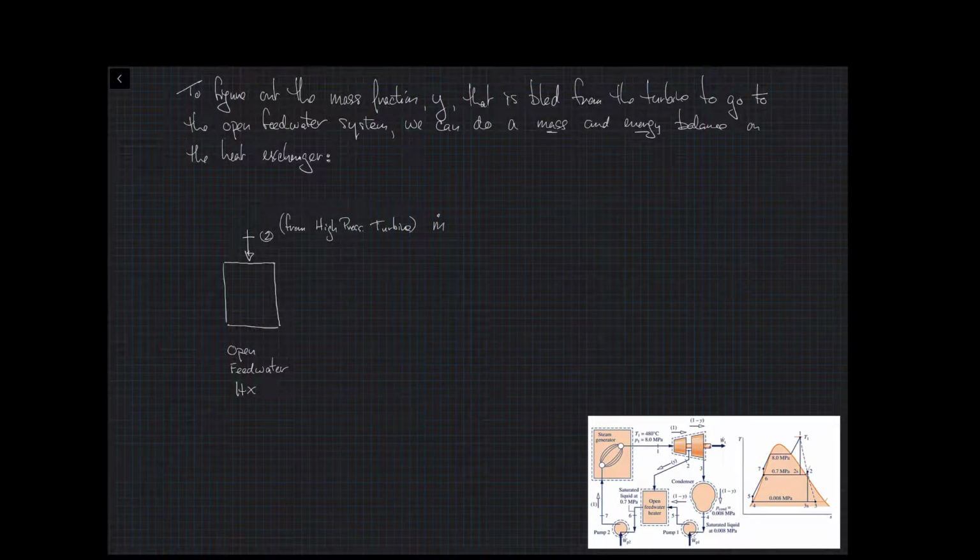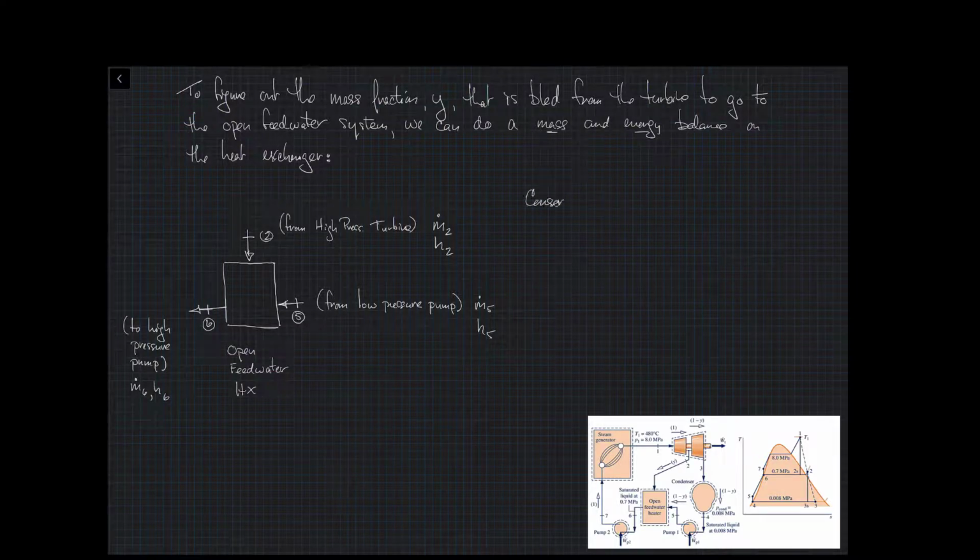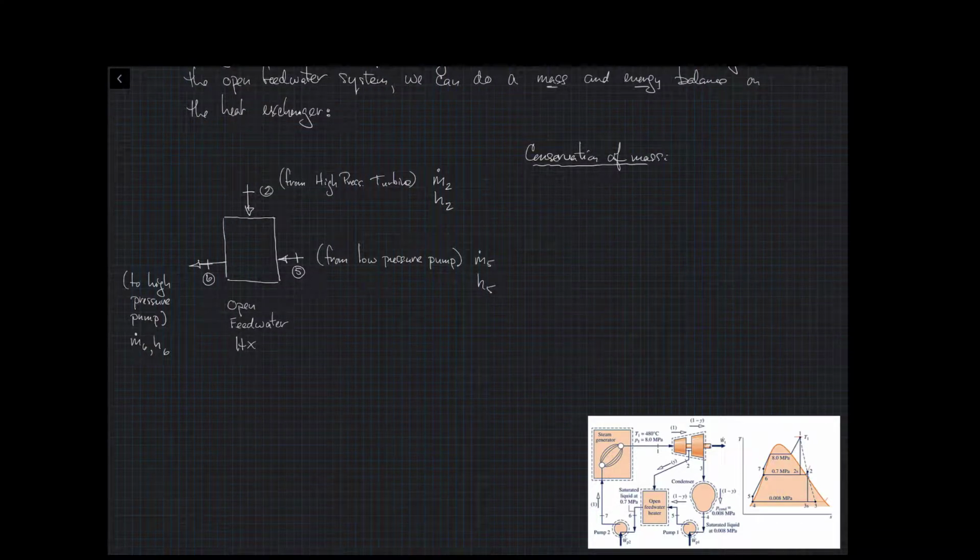We have 1 inlet from the high pressure turbine, that's state 2. We have 1 inlet from the low pressure pump, that's state, let's see, 5 on our diagram. That's from the low pressure pump, right? So that would be water being pumped from the condenser. And we have 1 outlet, which is the condensate from the open feed water heater that goes to the high pressure pump and then to the steam generator. So at each of those points we have mass flow rates and enthalpies as stated here.